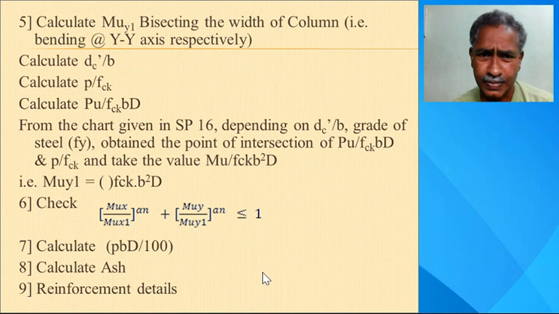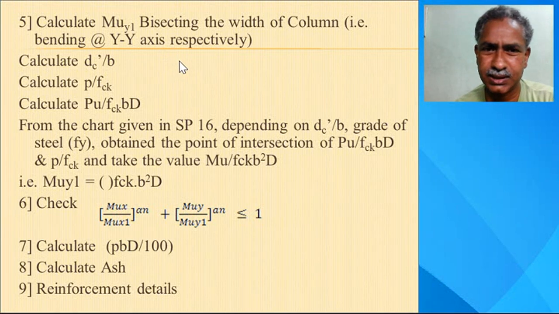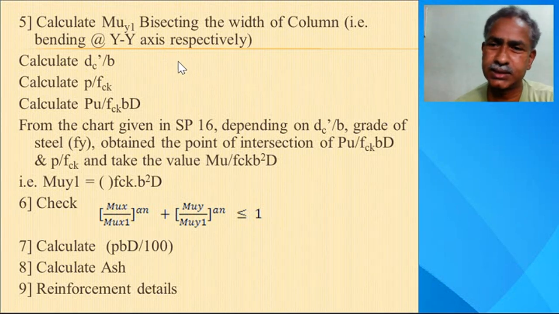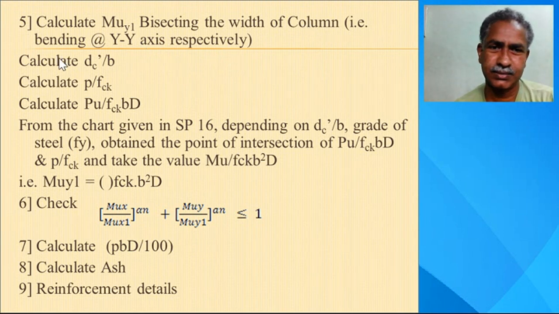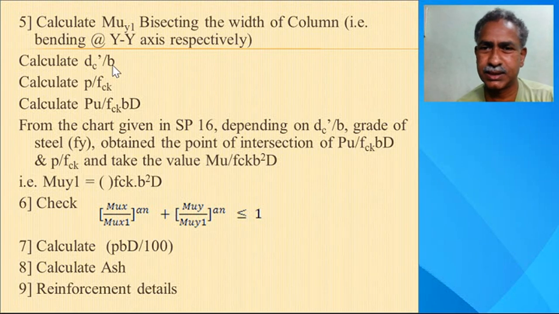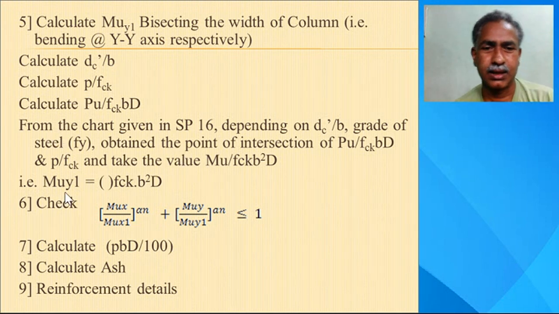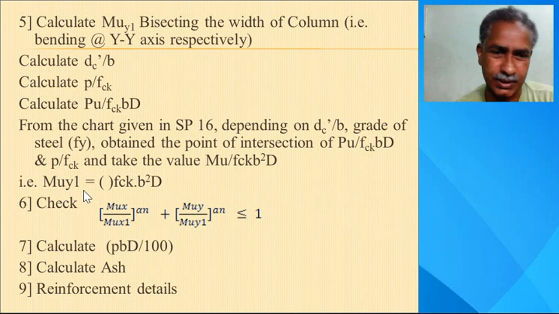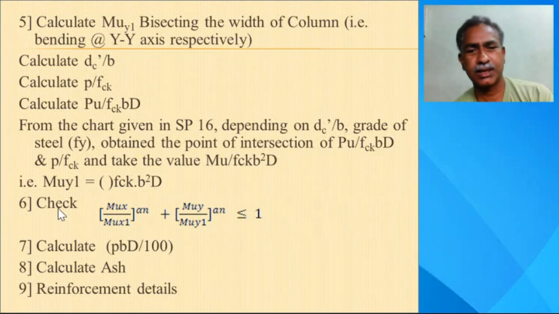Now calculate MUY1. MUY1 is the moment if we consider Pu is 0 and MUX is also 0, that is, bisecting the width of the column, bending about the Y axis. Repeat the same procedure. This is the same, d dash by B. Here we consider the least lateral dimension, bisecting the width of the column. In the case of bisecting the depth of the column, this is capital D, and the rest is the same. Again from the chart we get MUY1, and this MUY1 is equal to this constant into FCK BD square.